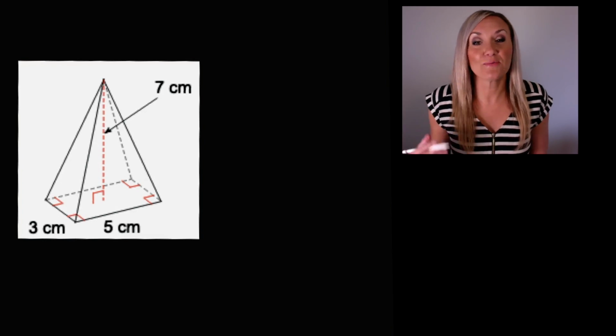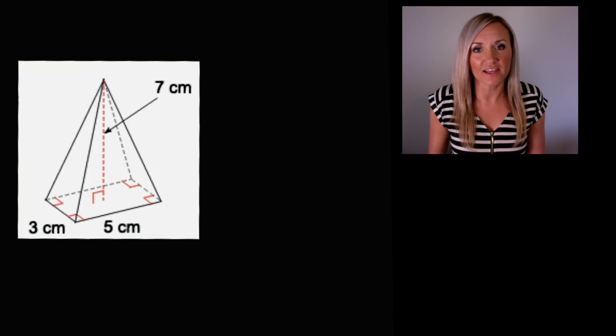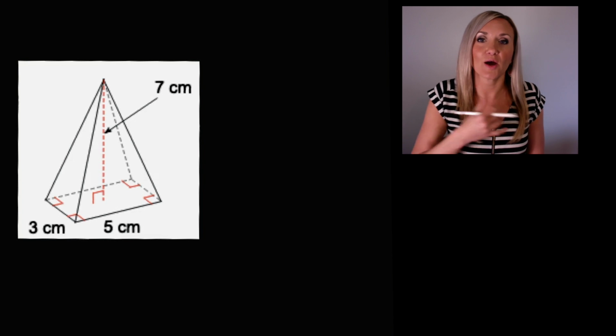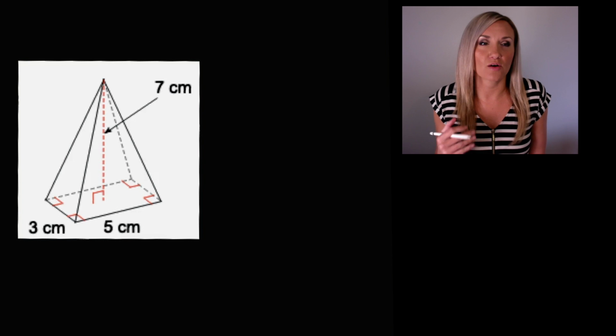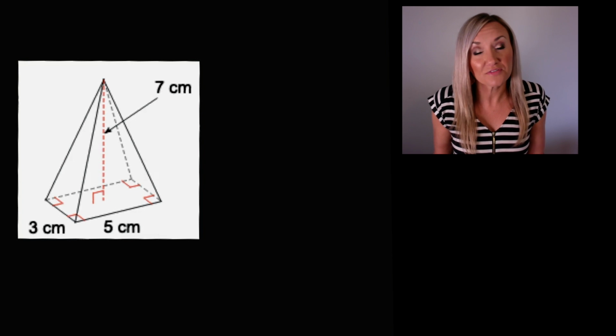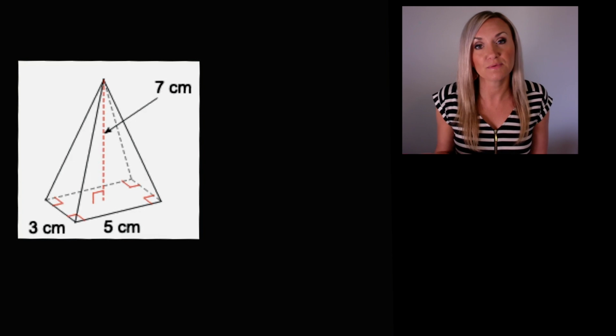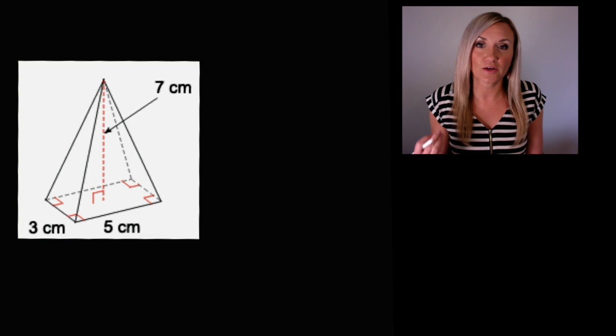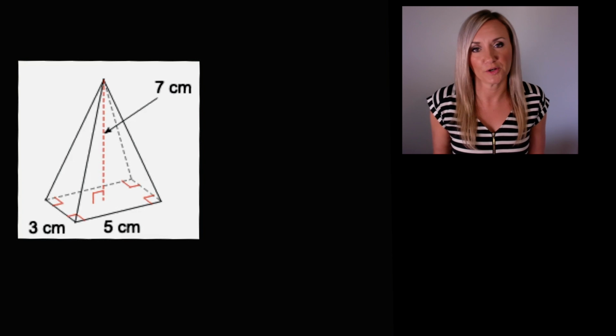All right everybody, we have 5 problems for today, and the reason for 5 is that our pyramids are going to have a different base. When we're finding the volume of a pyramid, we have to be very careful and take a look at what type of base our pyramid has.